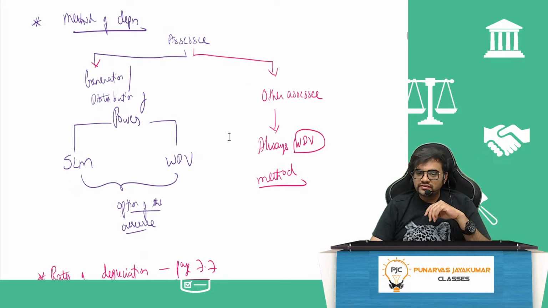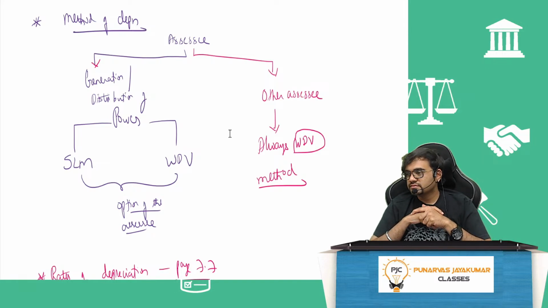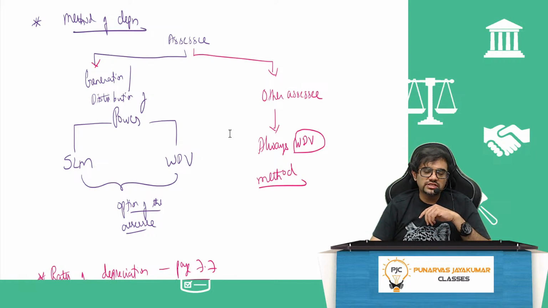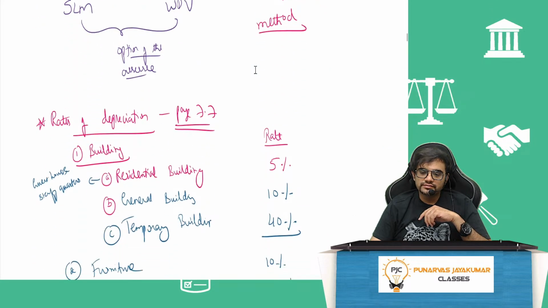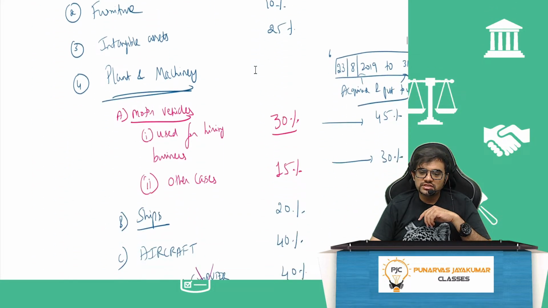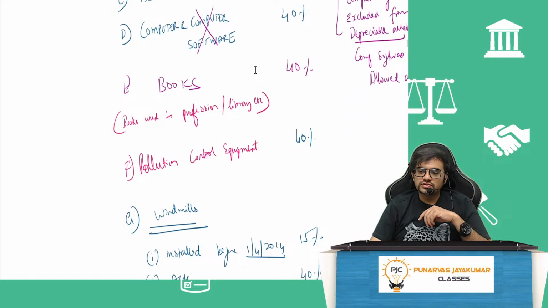Method of depreciation, very simple. Generation and distribution of power: it can be SLM or WDV at the option of the assessee. Other cases, other assessees, always WDV. The block concept came in assessment year 88-89. So we have seen all these things, motor vehicles, all that we have seen. Computer software is no longer there.